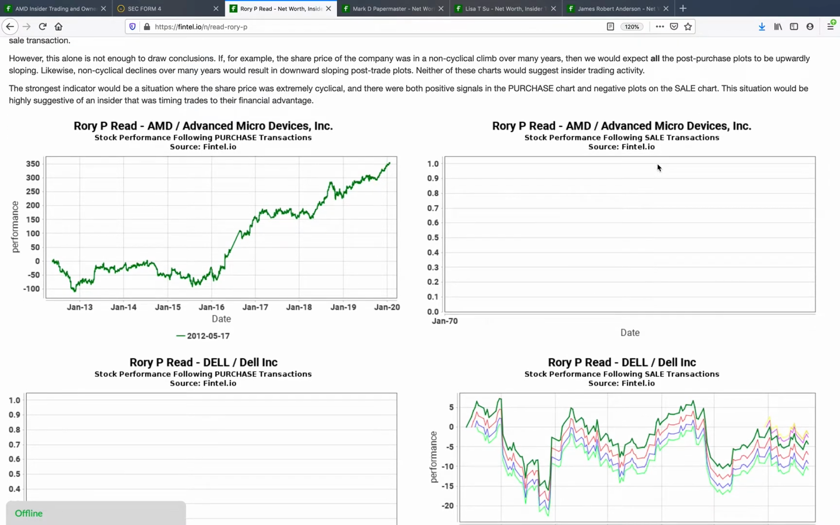And just to be clear, these charts do not include 10b5 transactions. So we're not including any transaction that was marked as an automatic purchase or sale. The idea here is that we want to only look at insider transactions that were kind of like off the cuff or unplanned, okay, because we believe that there's more information there.